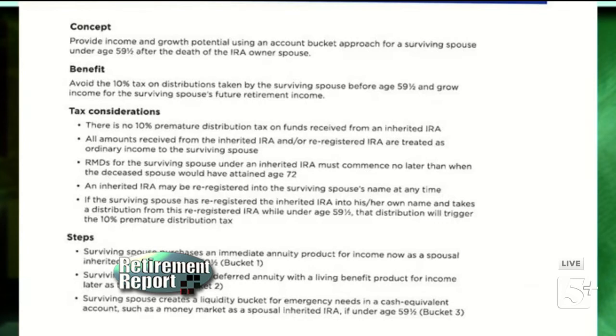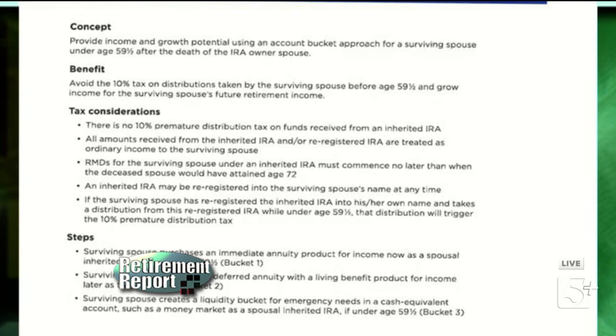Keep in mind, again, all amounts received from an inherited IRA and a spousal rollover, re-registered IRA putting in, are treated as ordinary income for the surviving spouse. So she's still going to have to pay tax on the money, we just want to avoid that 10% penalty on top of the tax.